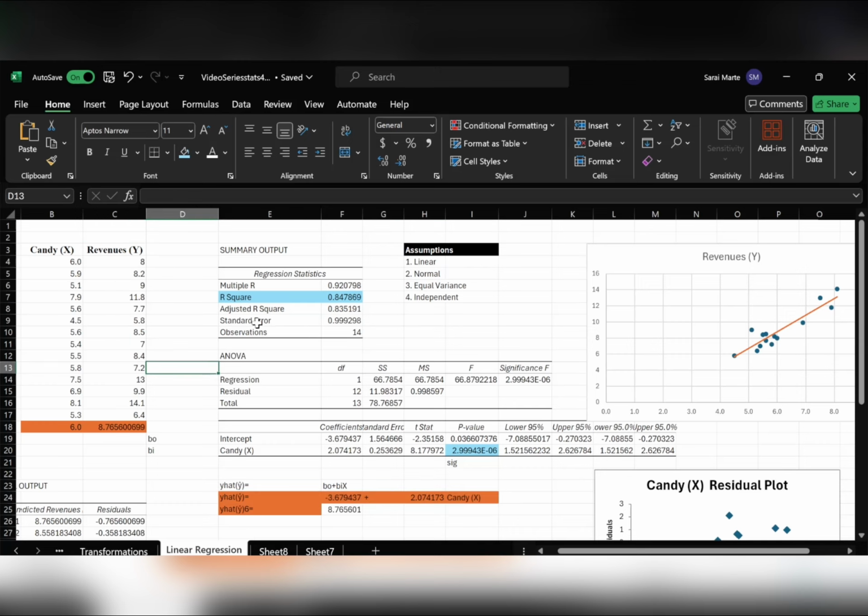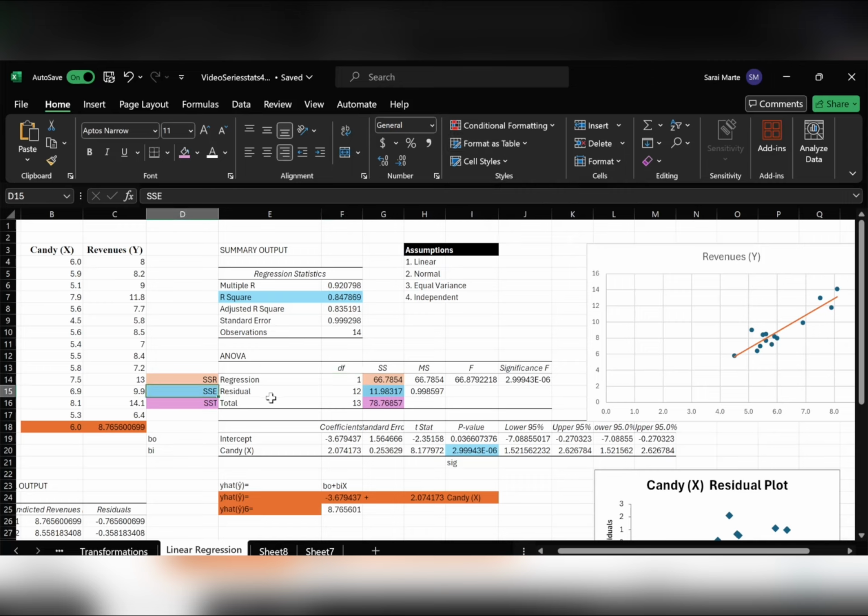Some other things that I want to talk about, something called SSR, SSE, and SST. SSR stands for regression sum of squares, and it simply just represents the amount of variance that can be explained by the relationship between x and y. And then SSE is the opposite.